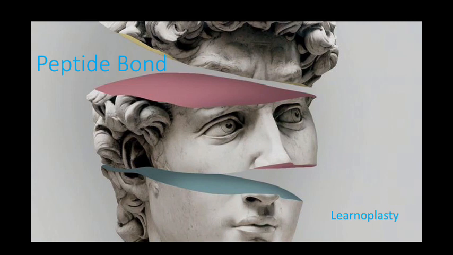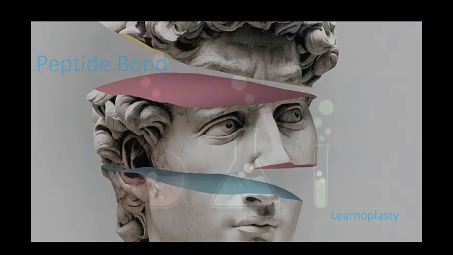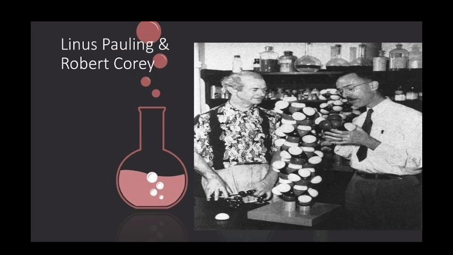This video is about peptide bond and peptide group. In the late 1930s, Linus Pauling and Robert Corey, with the help of X-ray, started a series of studies that laid the foundation for our current understandings of protein structure.